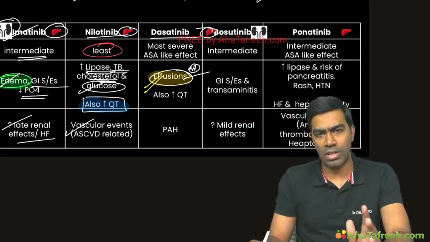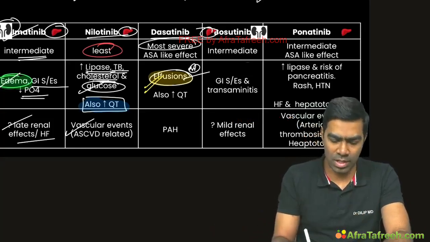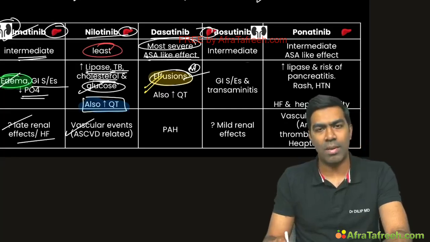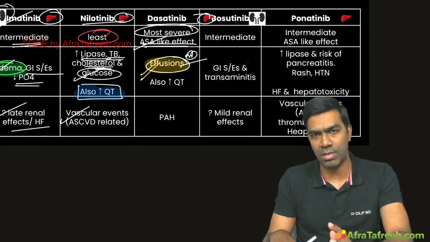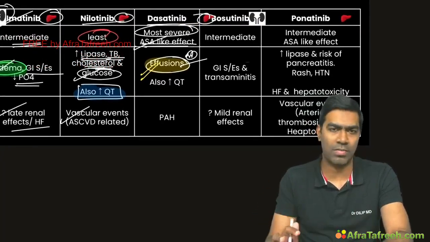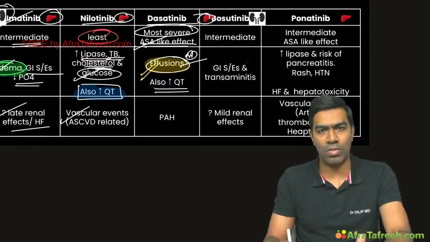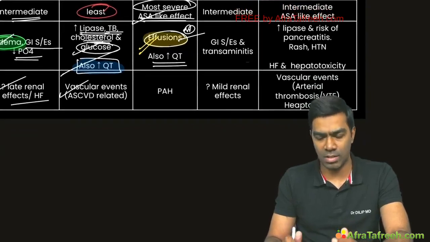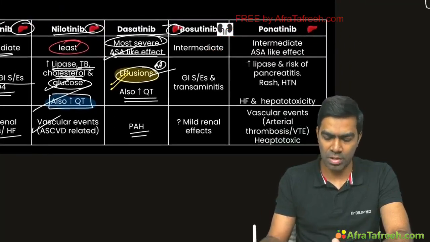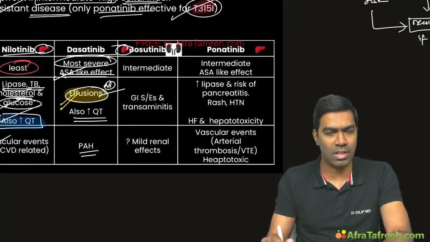And among all tyrosine kinase inhibitors, dasatinib is the one that has the most severe hematological toxicity, and it can produce an aspirin-like effect. Dasatinib and ponatinib, these are the two drugs that tend to produce an aspirin-like effect. It can also prolong QT interval, but when it comes to QT prolongation, nilotinib is more important, and dasatinib can be associated with pulmonary artery hypertension according to emerging data, but the significance of the data is not clearly known.